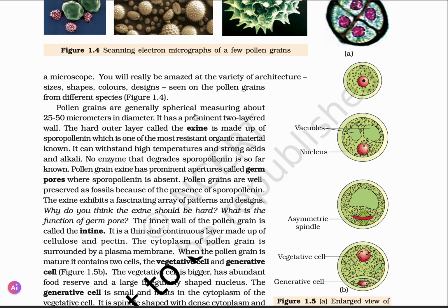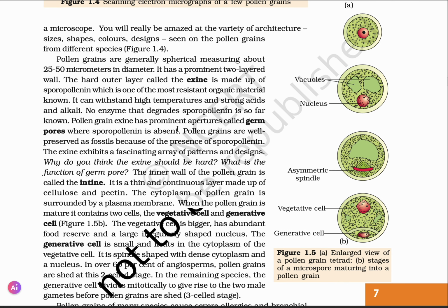In pollen grains, the exine has an aperture called the germ pore, where the sporopollenin is actually absent. So what does it help in? The germ pore helps in pollen tube formation actually. It is a guidance from where the pollen tube opens. Later, pollen grains are well preserved as fossils because of the presence of sporopollenin. We need to remember this as well.